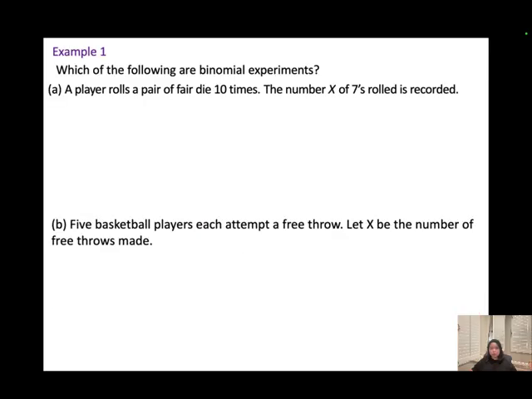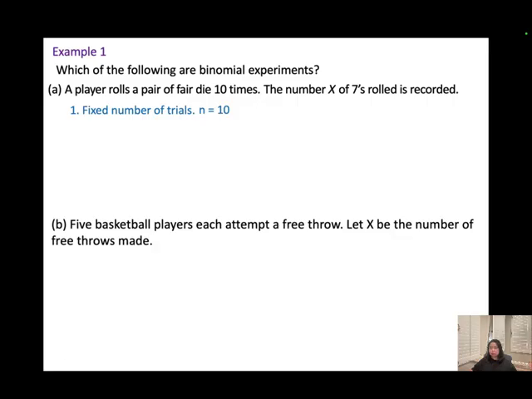Example 1. Which of the following are binomial experiments? A person rolls a pair of fair dice 10 times. The number x of 7s rolled is recorded. First, do we have a fixed number of trials? Yes, right? Because we're going to roll the dice 10 times. So n equals 10.